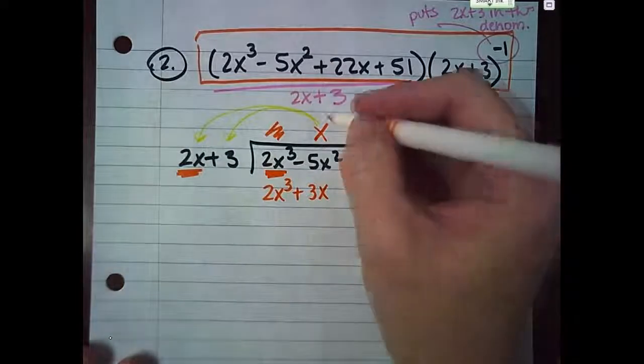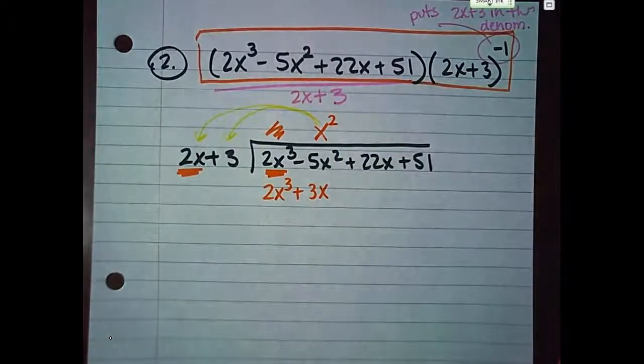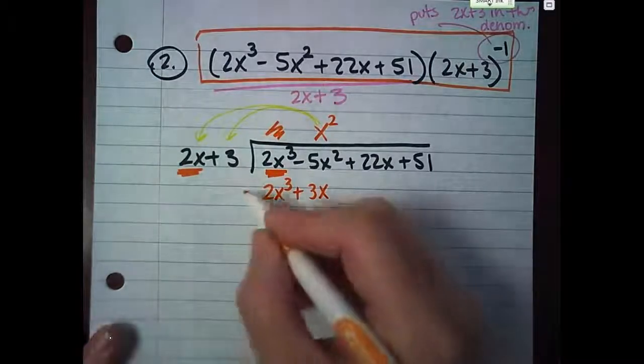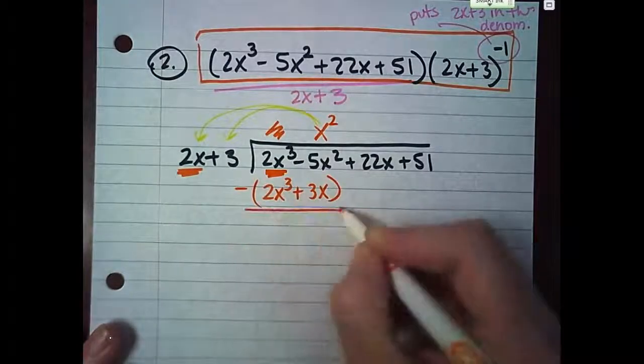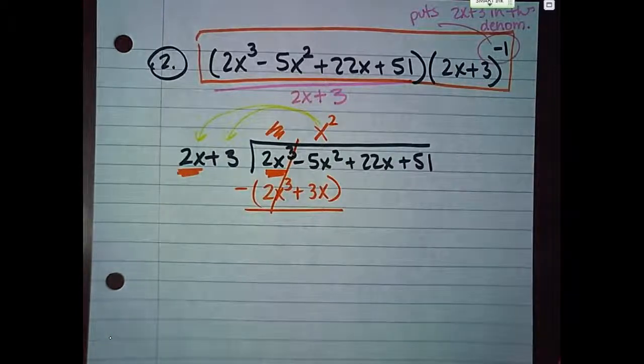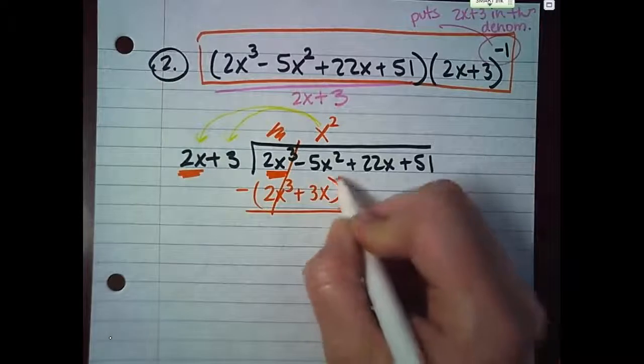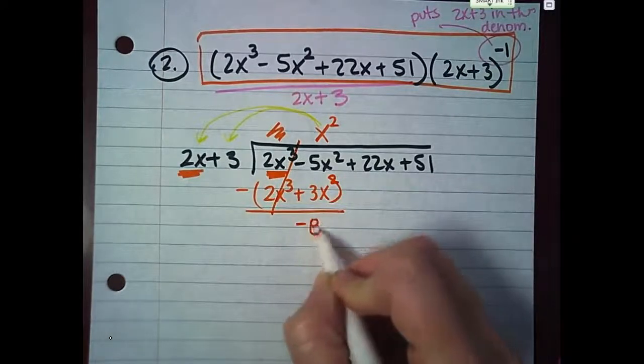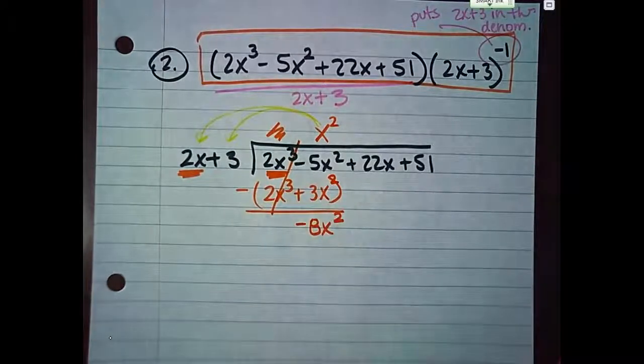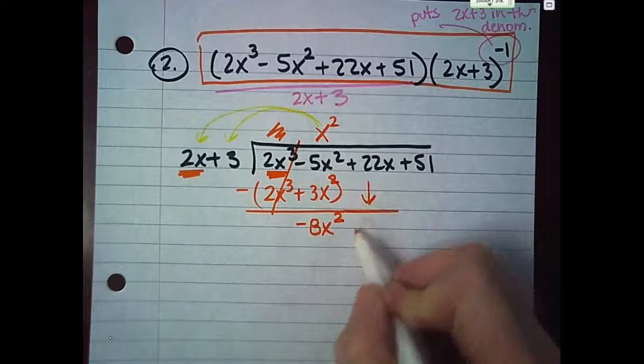Oh, I'm sorry, we need x squared. Thank you. Sorry. We need an x squared. I apologize. So now we're going to subtract. These cancel. Watch your signs. A negative 5 minus 3 is actually a negative 8x squared. Bring down what? 2x. Bring down your next term.